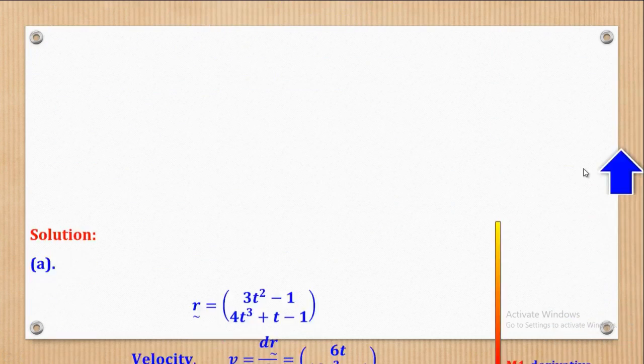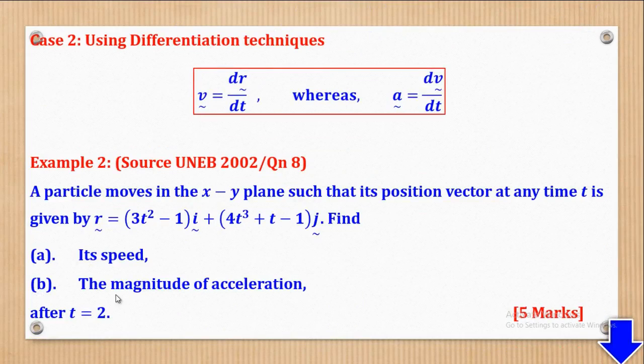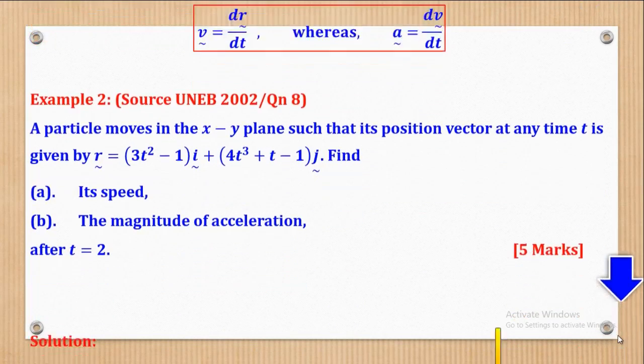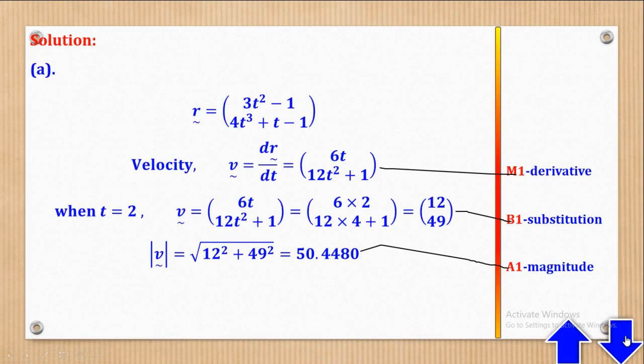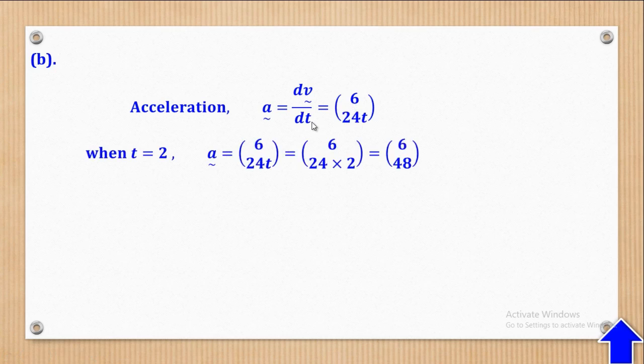Now we shall go to part B. For part B, they wanted the magnitude of acceleration when t is equal to 2. So I'll come here and say that acceleration is the derivative of velocity. Therefore acceleration will be got by differentiating velocity. When I differentiate velocity, I'll come up with 6 and 24t. And when t is equal to 2, I'll substitute to come up with acceleration being equal to 6, 48.